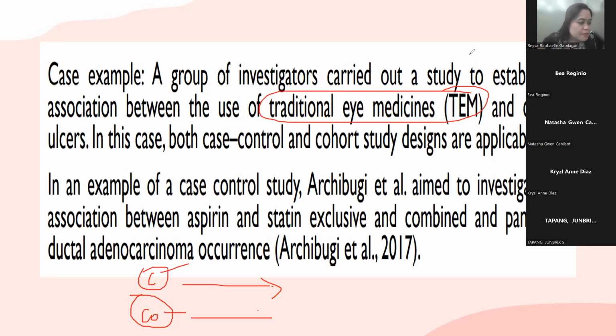So, if they have exposure, let's count, let's check how many percentage yung nagkaroon ng corneal ulcer para makagawa tayo ng conclusion na talagang associated itong paggamit ng substance na ito sa pagkakaroon ng sakit sa mata. Okay? Again, that's case control study.